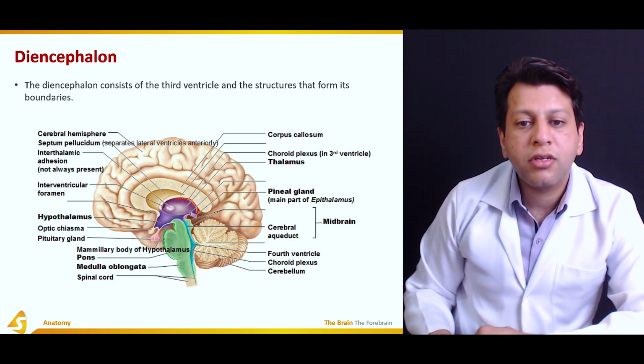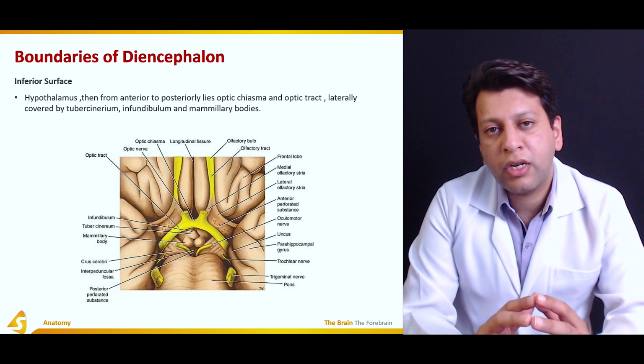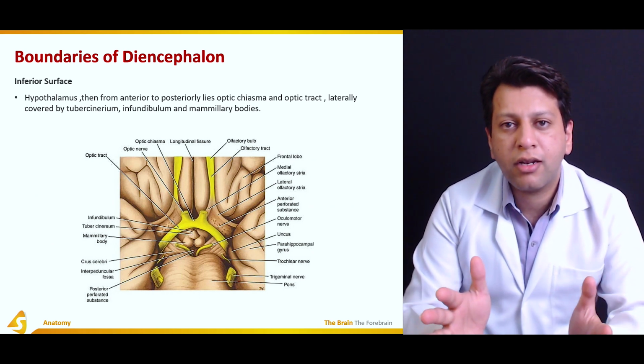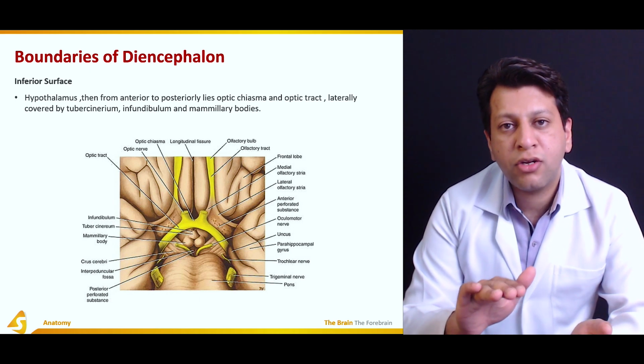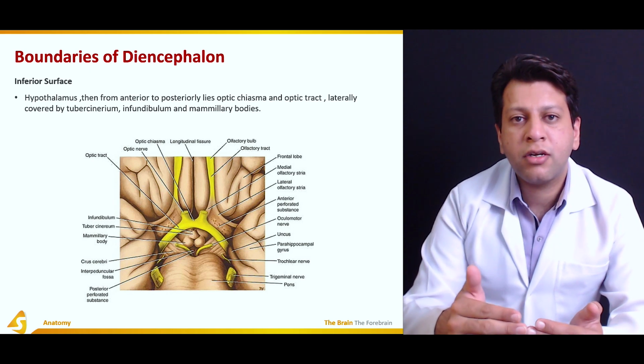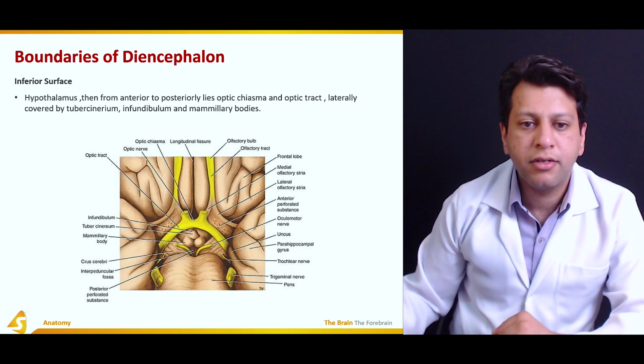The diencephalon consists of the third ventricle and the structures that form its boundaries. Now, if you can appreciate over here, it's kind of a box that has two lateral surfaces, an anterior or superior surface, then an inferior surface, then there are certain structures lying ahead of it, and certain structures lying behind it.